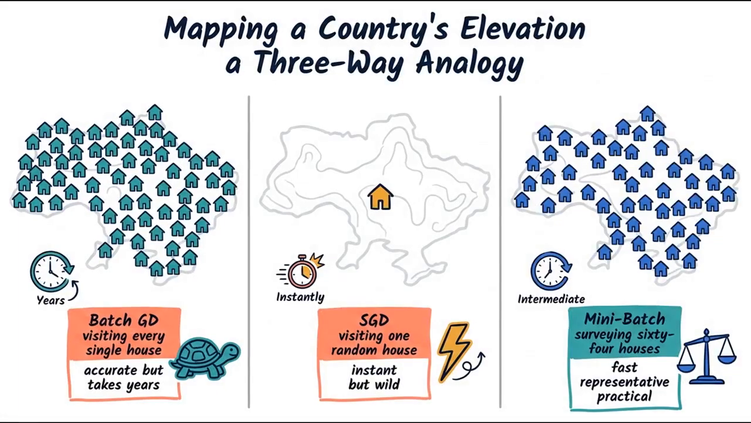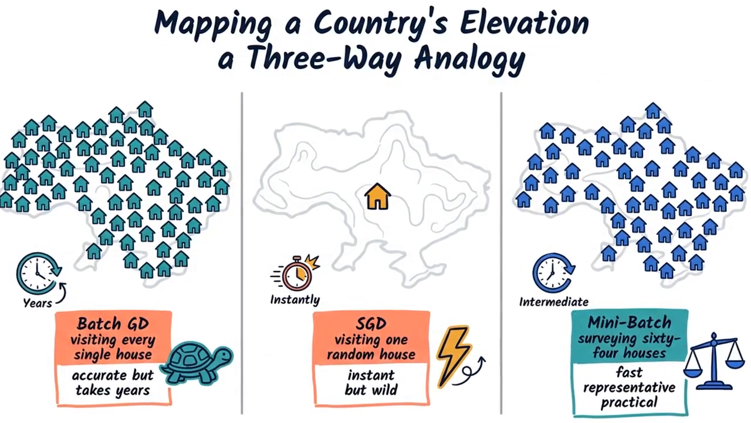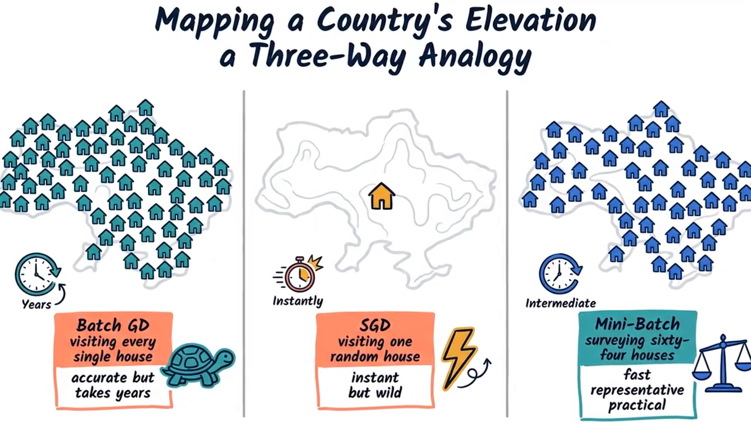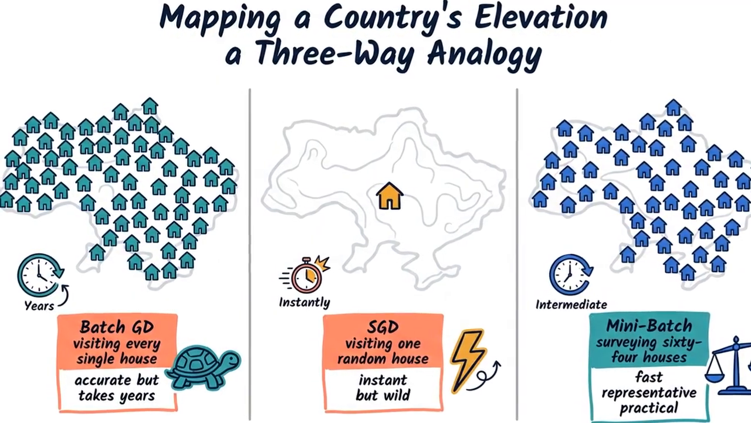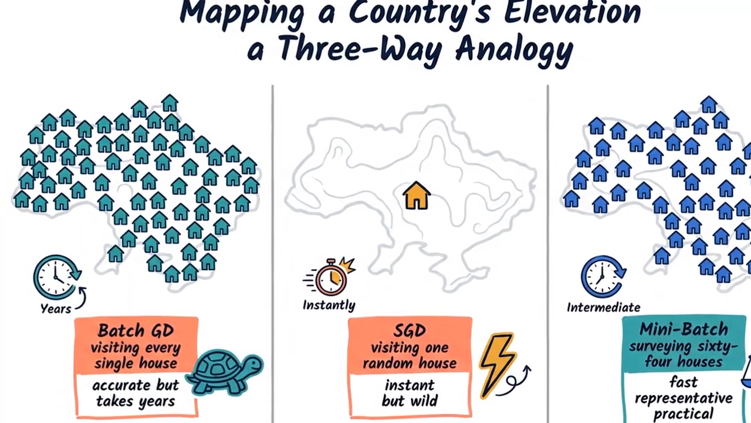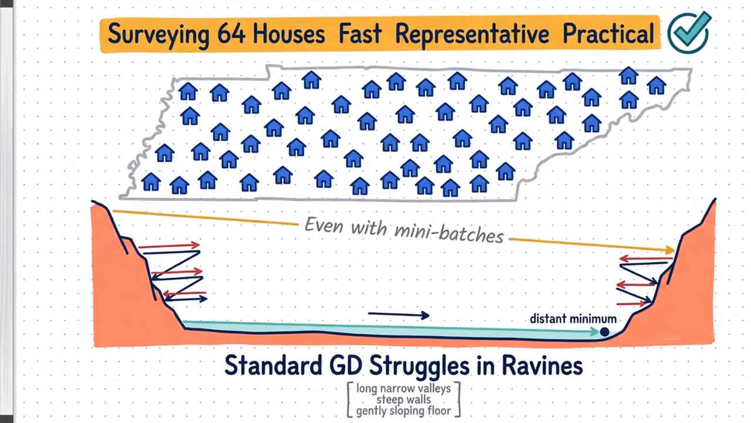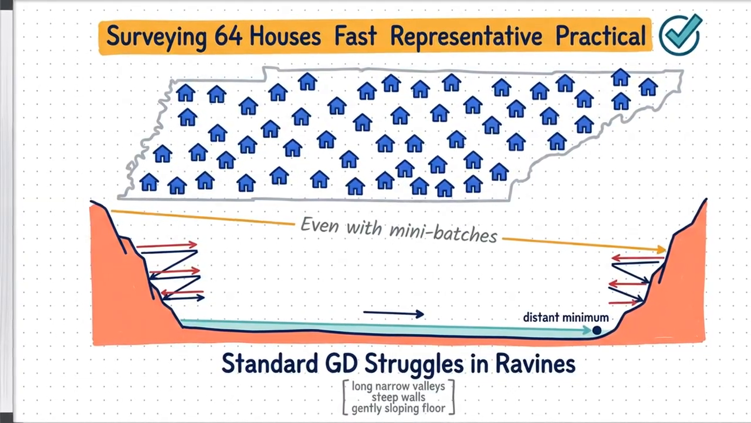Think of mapping a country's elevation. Batch gradient descent is like visiting every single house before drawing a map. It is accurate but takes years. Stochastic gradient descent is like visiting one random house and drawing a map. It is instant but wild. Minibatch gradient descent is like surveying 64 houses spread across different regions. It is fast, representative, and practical.